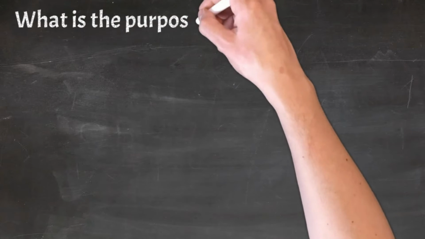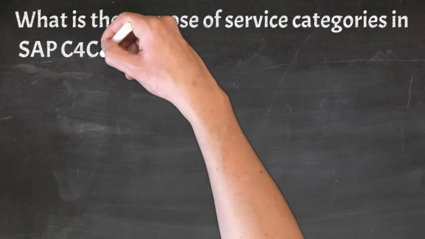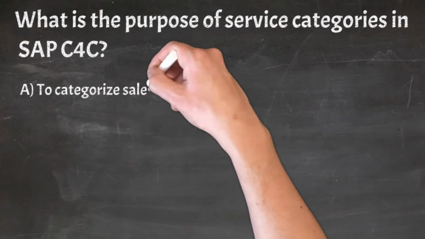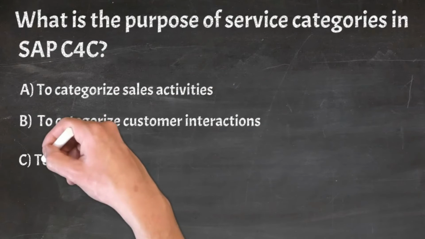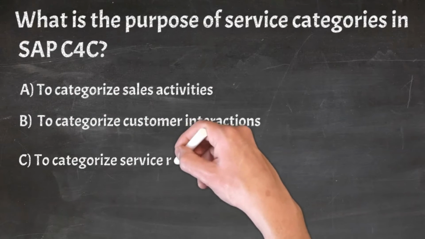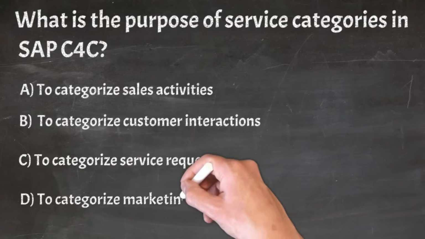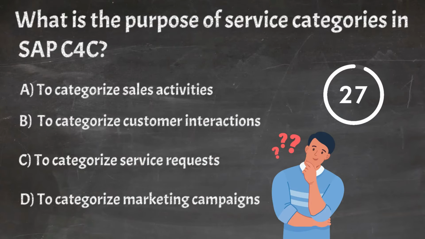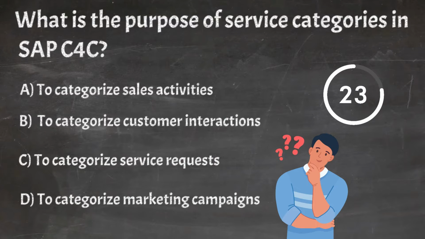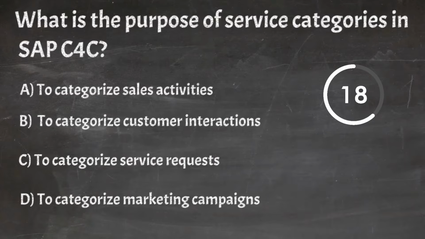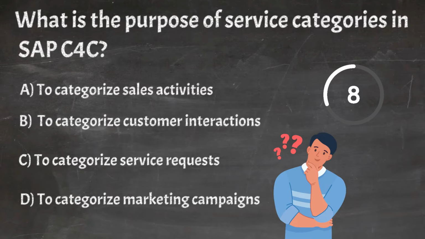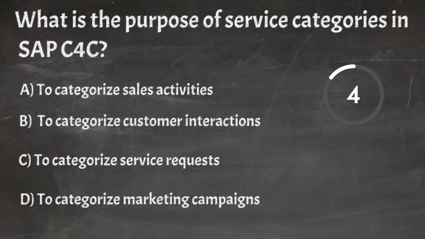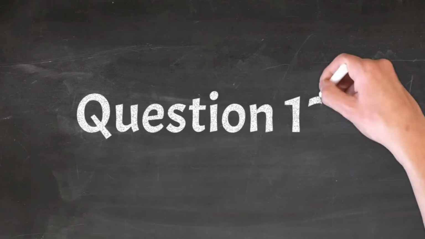Question 11. What is the purpose of service categories in SAP C4C? A. To categorize sales activities. B. To categorize customer interactions. C. To categorize service requests. D. To categorize marketing campaigns. Correct answer C.